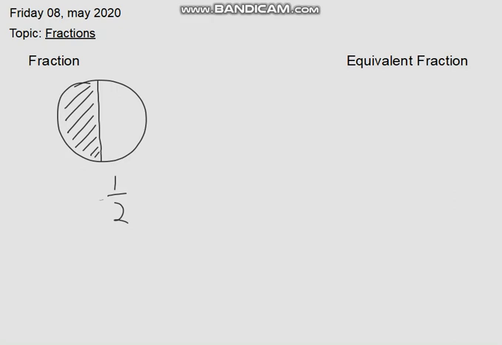You can recognize a fraction by a slash that is written between the two numbers. We have a top number and we have a bottom number. The top number is called the numerator, and the bottom number is called the denominator.